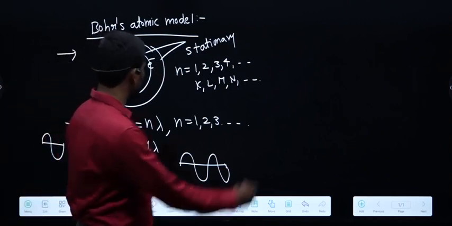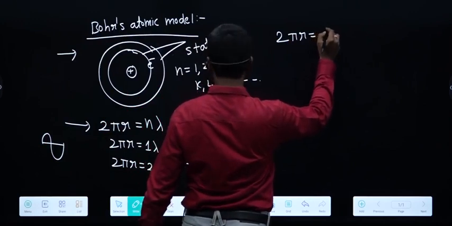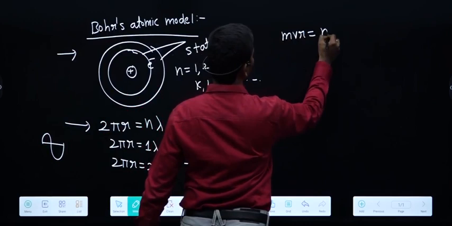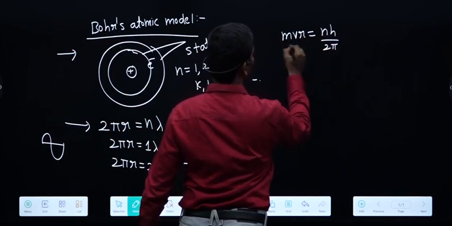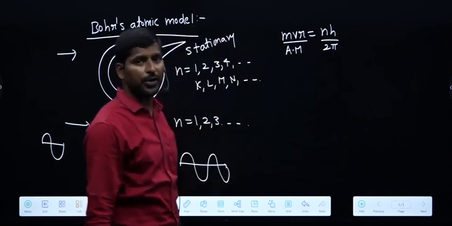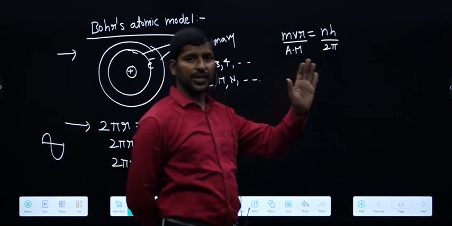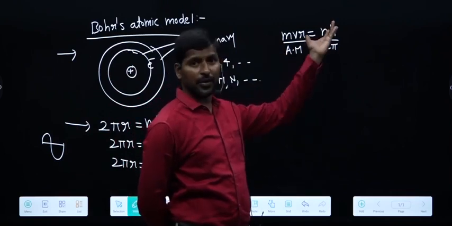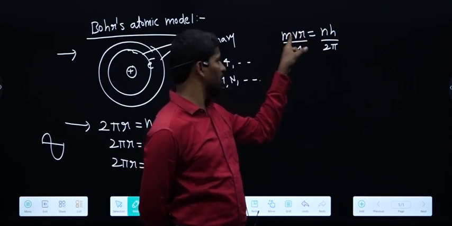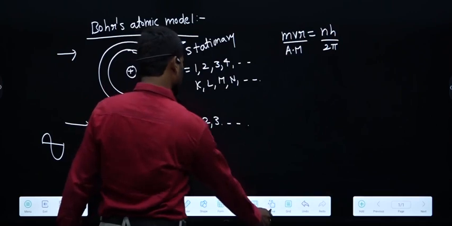So from that, 2 pi r is equal to n lambda. Lambda may be written as h by mv. From that we will get mvr is equal to nh by 2 pi. Mvr is called angular momentum. So the possible values for angular momentum are 1h by 2 pi, 2h by 2 pi, 3h by 2 pi and so on. 1, 2, 3, those only are possible. 1.5, 1.7, those are not possible. That means only some definite values are possible. So angular momentum is said to be quantized.